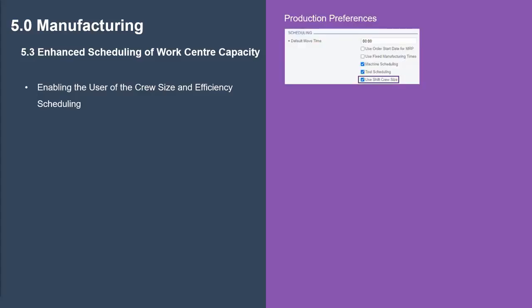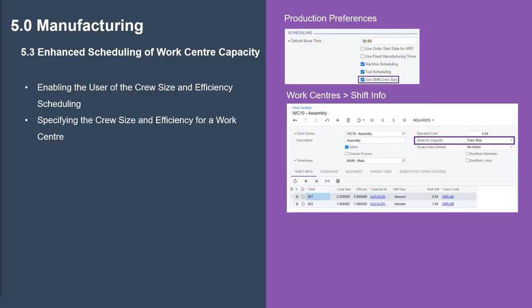The checkbox Use Shift Crew Size in Production Preferences determines whether the old or new algorithm is used. At the Work Centre level, crew size and efficiency percentages are entered by shift in the table on the Shift Info tab. These values can be adjusted during operations and the operation rescheduled using the rough cut planning screen. The duration of an operation is calculated by taking the quantity to produce and multiplying this by the result of runtime divided by run units times capacity, where capacity is the crew size times efficiency.